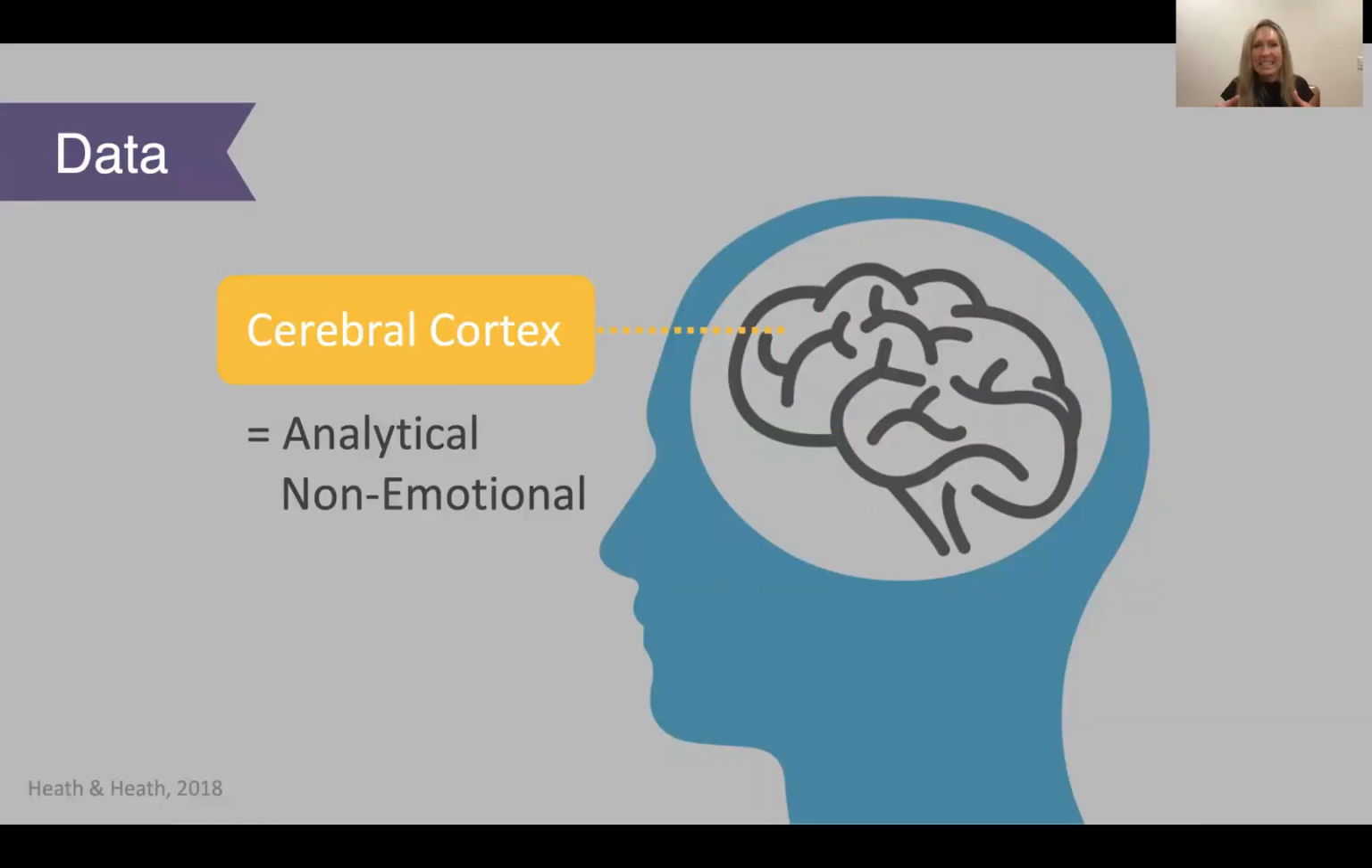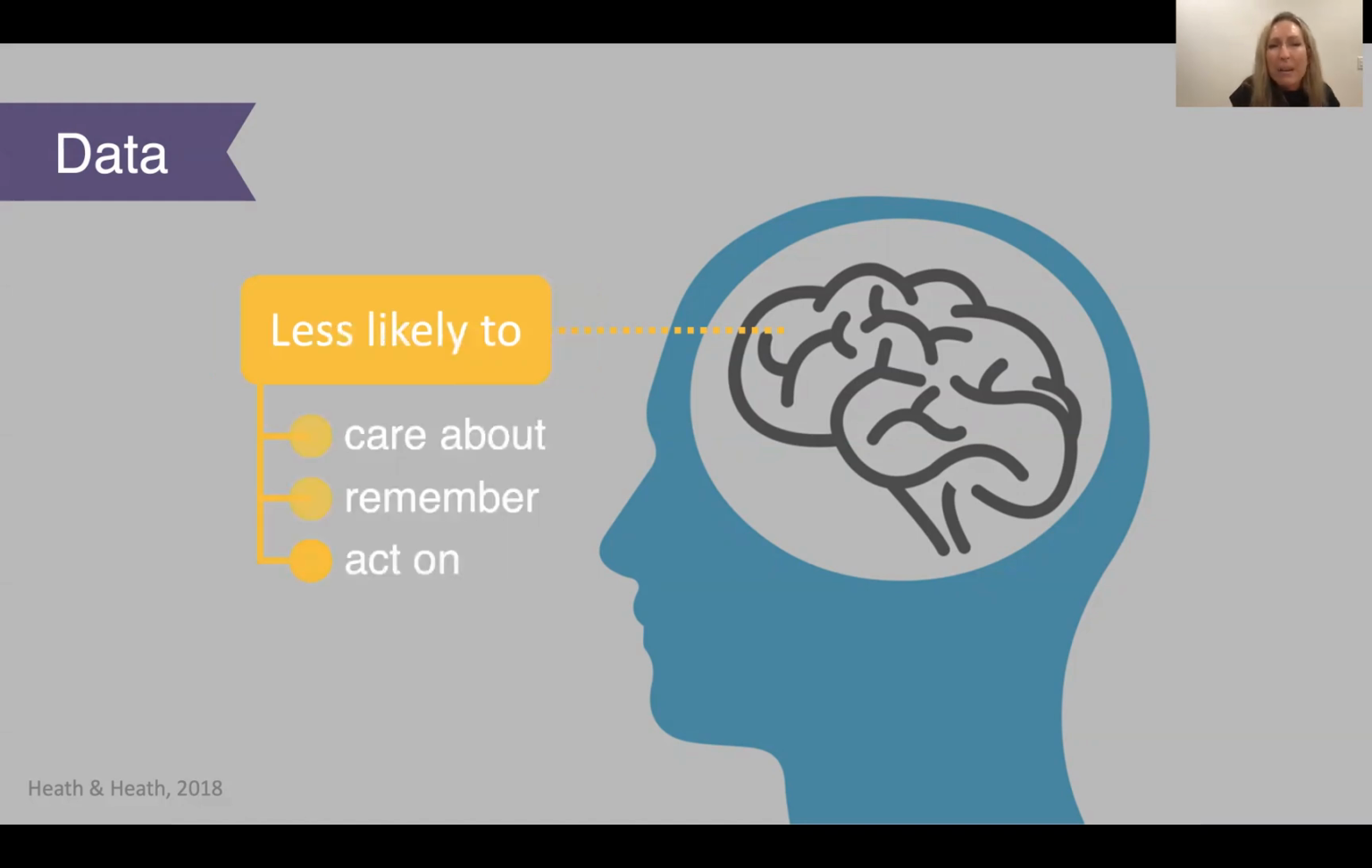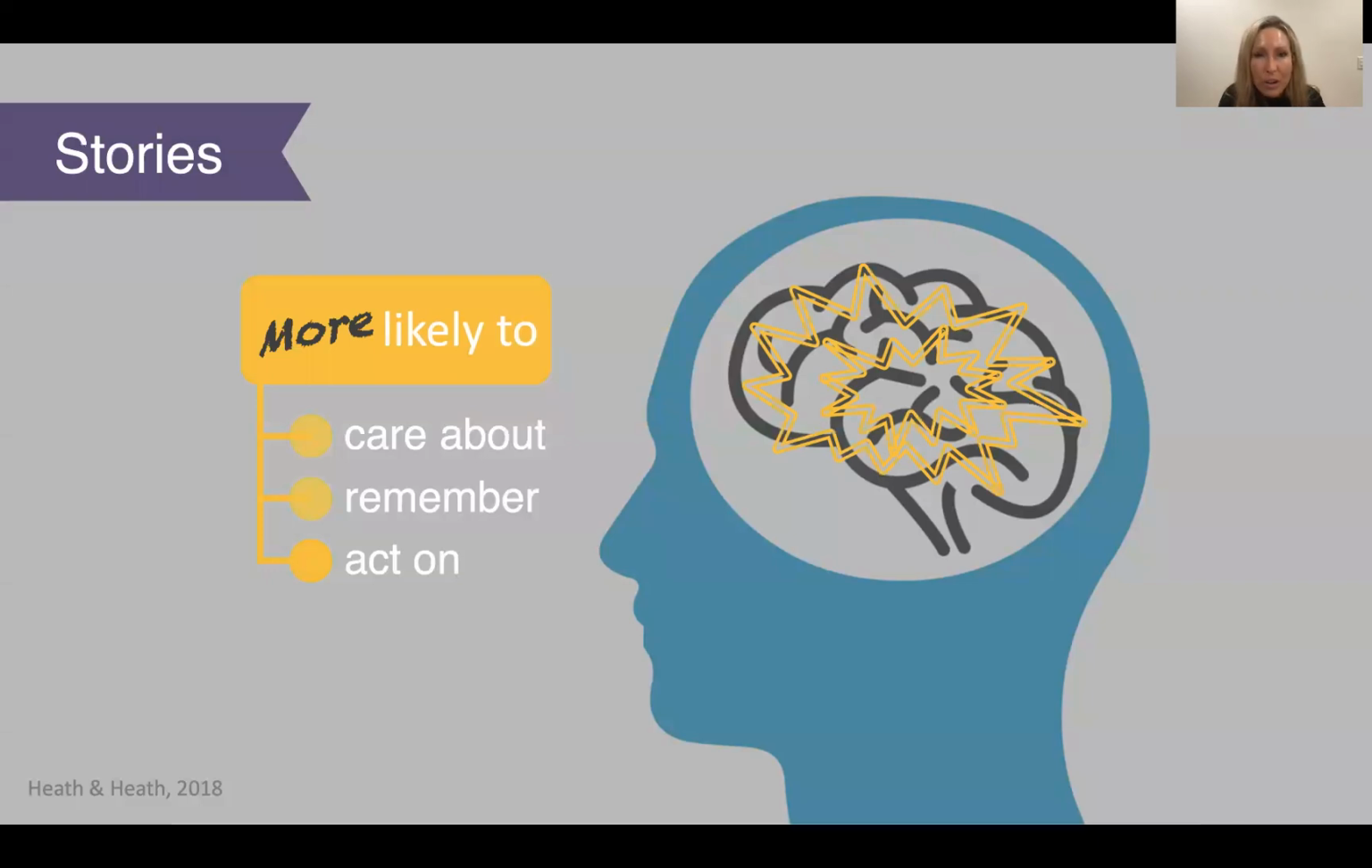When we're analyzing data, when we're looking at something where we're problem solving, we're analyzing, we're using the cerebral cortex in the brain, and it's an area where we tend to shut down other things like emotion because we're trying to be objective, right? That's important with data use. But when we're in that mode, we're less likely to care about something, to remember it, and to act on it. But on the other hand, stories engage way more parts of the brain, and they make us more likely, especially an emotional story, to care about what we're hearing about, to remember it, to act on it.